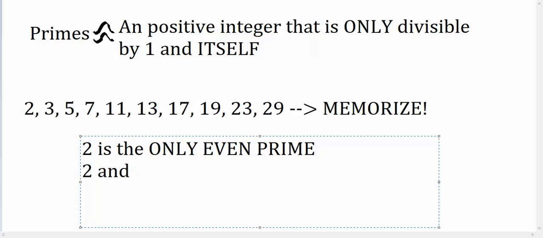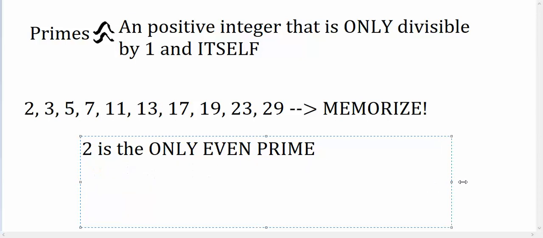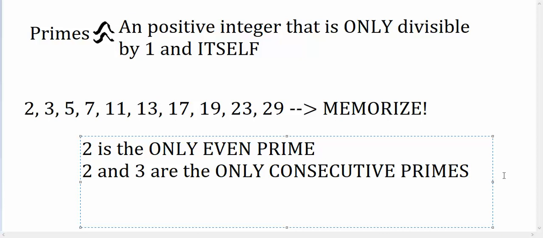Next thing to notice is that 2 and 3 are the only consecutive primes. And consecutive primes, what do I mean by that? I mean that they're right next to each other. 2 and 3 are the only consecutive primes, the only primes that are absolutely right next to each other on the number line.